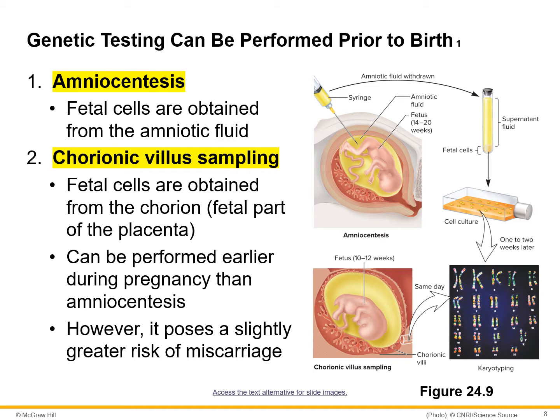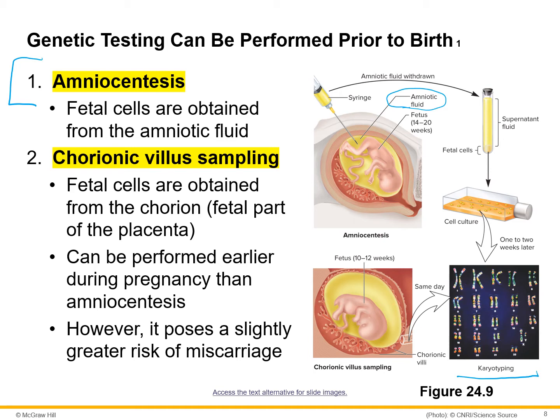Okay, so genetic testing that can be done prior to birth on fetal cells, the most common one is an amniocentesis. And an amniocentesis is done with a syringe that is used to remove a sample of amniotic fluid, which would contain fetal cells. And then a karyotype can be done on the fetal cells to look for chromosomal abnormalities.